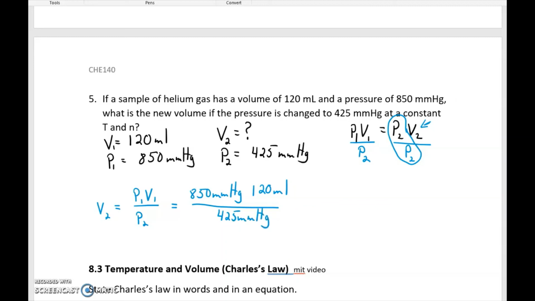If you don't do a table like this, it becomes very easy to get confused as to what's supposed to be P1 and what's supposed to be P2. Millimeters of mercury cancels. Our units are going to be milliliters. And we'll take 850 times 120, divide it by 425, and we should get 240. And this time our answer will be in milliliters.